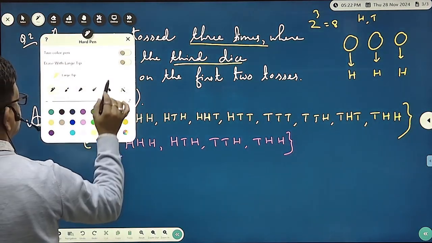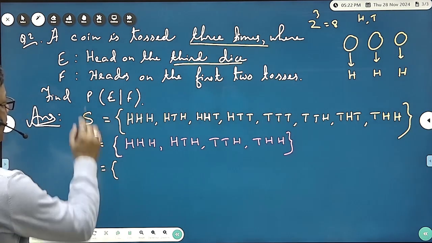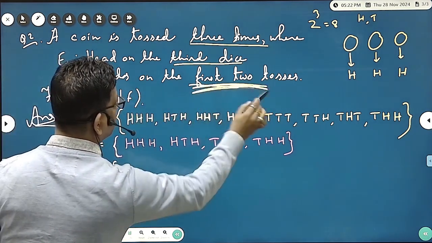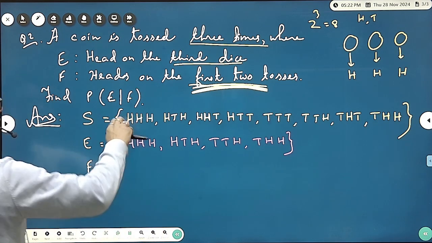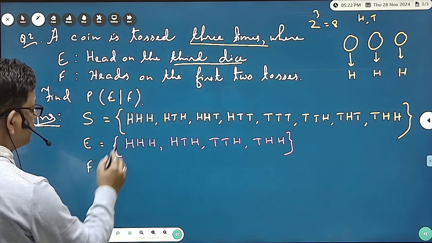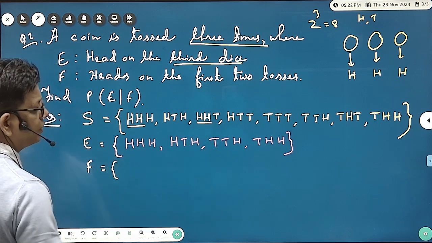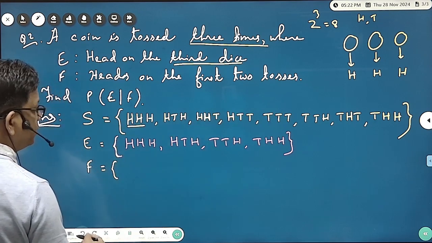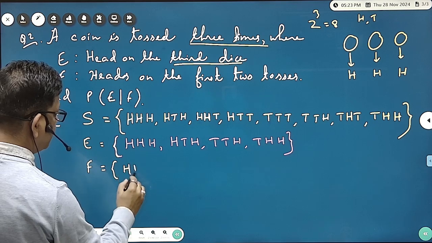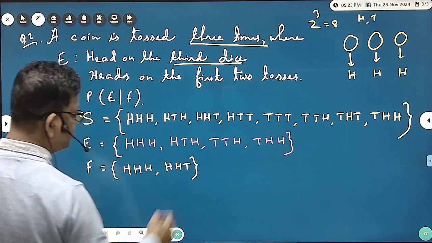Now coming to the event F. What does F say? Heads on the first two dice. On the first two tosses, head must be there. That means first and second both are head. So let us write down what are those. Can I write this? Yes. Can I also write this? Do I have some more? No. First two only head. So these two outcomes only we can list down. So HHH, all right. HHT, is it okay?